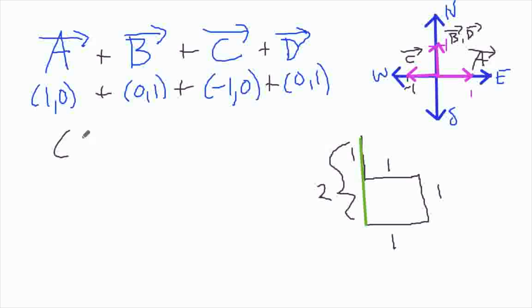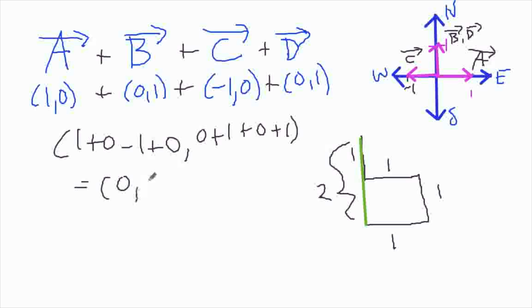Then that's going to give 1 plus 0 minus 1 plus 0, and then 0 plus 1 plus 0 plus 1. That gives 0, comma 2. Notice that vector addition gives us what happens in the real world with displacement. That is a powerful argument that we are defining vector addition and subtraction and scalar multiplication in the most useful way possible.